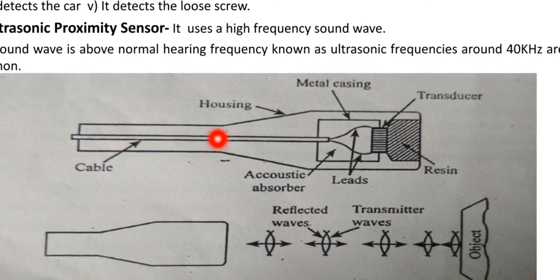This is the outer portion, meaning the housing. This is the metal casing. These are the leads, two leads. This is known as the acoustic absorber, this portion. This is the cable. This is the transducer, and this shaded portion is known as resin.